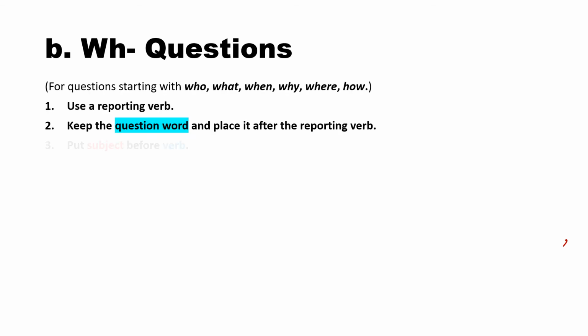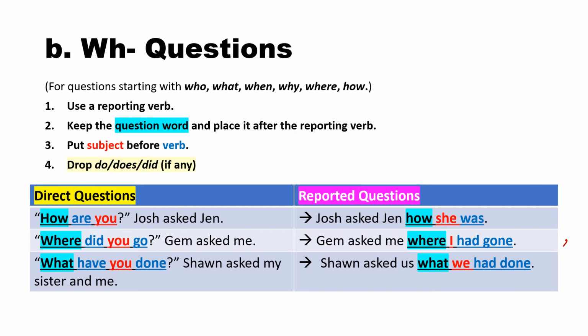Great! Now let's take a look at how we can use the 4 steps with WH questions. On the left-hand side, we have direct questions, and on the right-hand side, we have reported questions. Let's take a look at them one by one. Number 1. How are you? Josh asked Jen. Before we do anything, take away the quotation marks because we don't need them in the reported question. Step 1. Use a reporting verb.